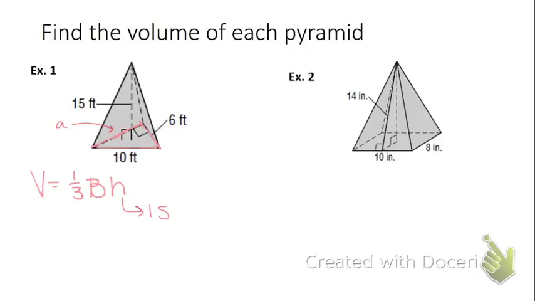We're just going to continue to love the Pythagorean theorem. So a squared plus 6 squared equals 10 squared. You guys are going to have to love it if you're going to pass this test, because it's continuing to happen here. So a is 8. So now can we find the base area?